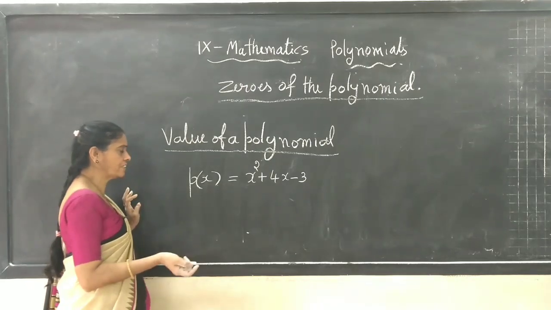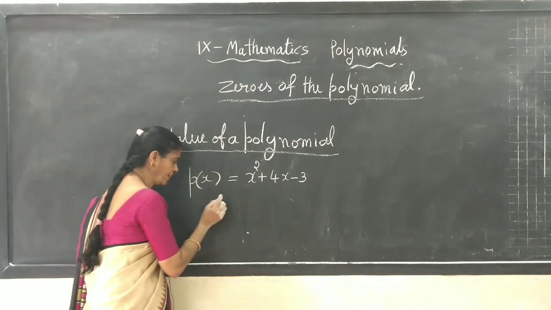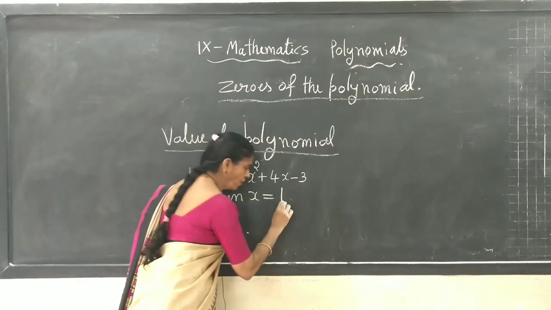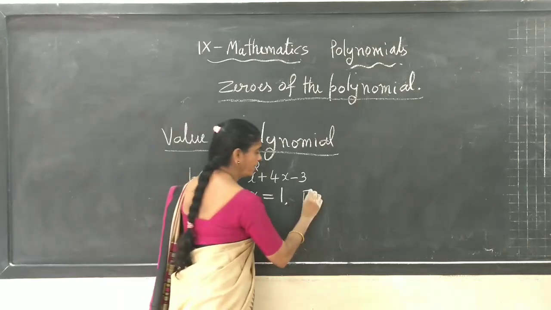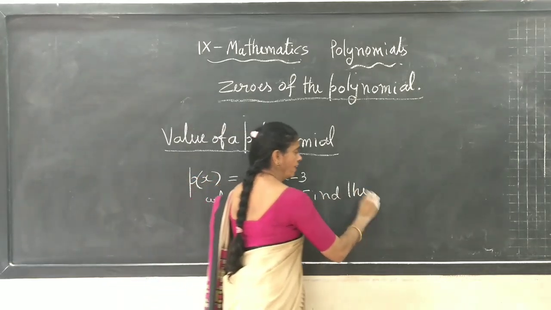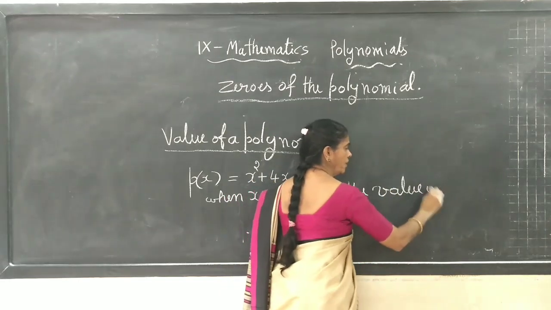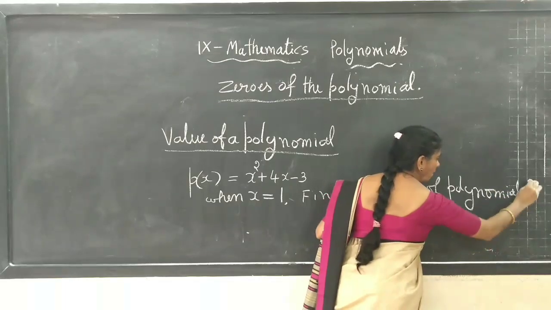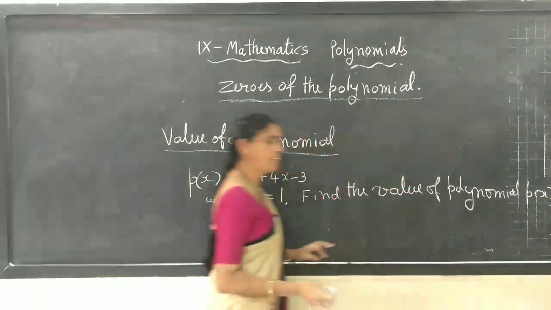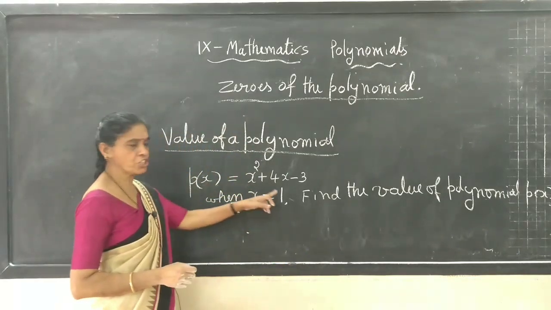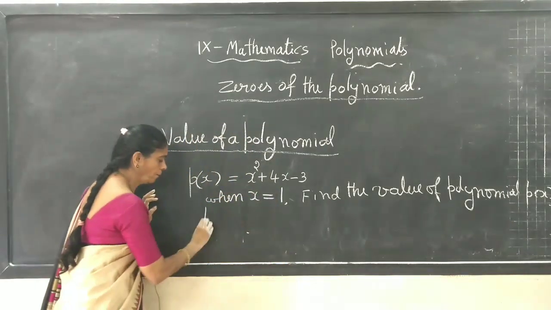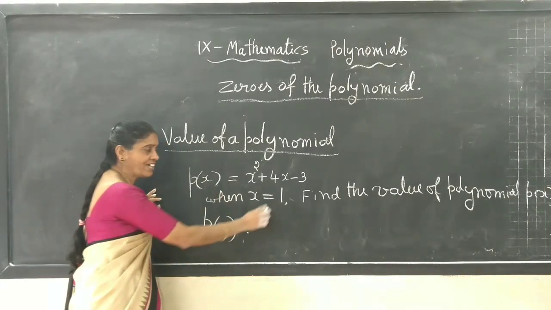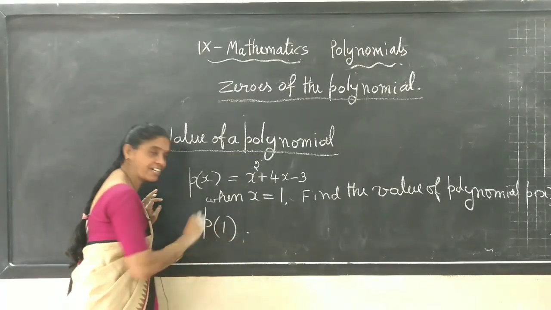Now what is the meaning of value of a polynomial? Value of a polynomial is nothing but one value. Say I take x equal to 1. Find the value of polynomial p(x). What is the value of this polynomial when x is equal to 1? What you have to do? The polynomial name is p. Now x will have which value? When x is equal to 1, in place of x I will write 1 here.